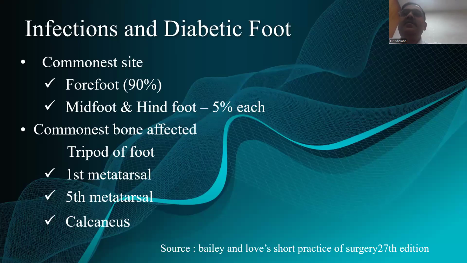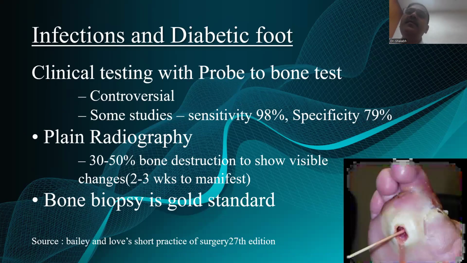The commonest site of infection, usually the site where the skin break happens most frequently, is going to be the forefoot. The commonest bones affected will be the smaller bones in the forefoot and the heel. These are the points of maximum impact. There are various studies that can be done to assess involvement of bone. Usually, a plain X-ray is the best way to start off. Bone biopsies would obviously confirm the diagnosis, but we rarely do it because it is an uncomfortable procedure to get done.